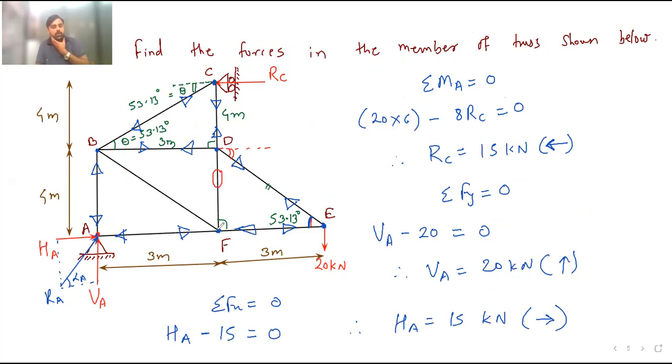Now this is your homework. Consider the joint F. Now you know this value of FD is 0. Value of FE is known to you. Value of FA is known to you. Only this is unknown. This is 4 meter. This is 3 meter. So this angle is also known to you. It is 53.13 degree. So solve this and prepare the table at the last. Okay. So today we will stop over here.